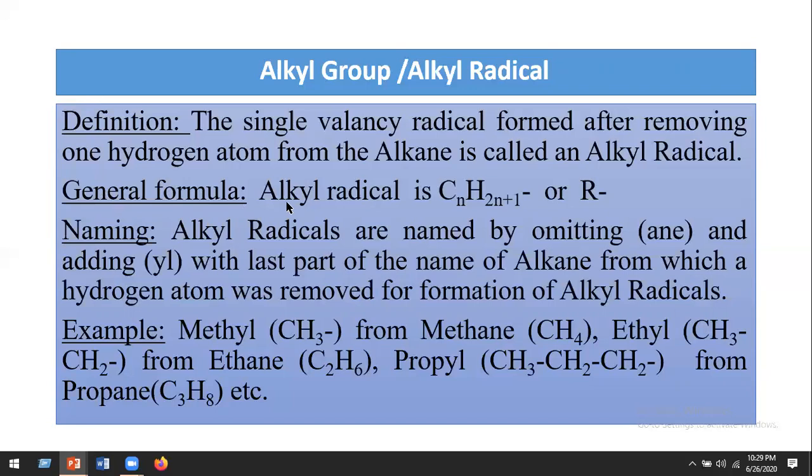The general formula of an alkyl radical is CnH2n+1. Here, the hyphen means one valency. And we normally use capital R to express the alkyl radical. Naming of alkyl radicals is very simple. Alkyl radicals are named by omitting -ane from the alkane name and adding -yl to the last part of the name of the alkane from which a hydrogen atom was removed.